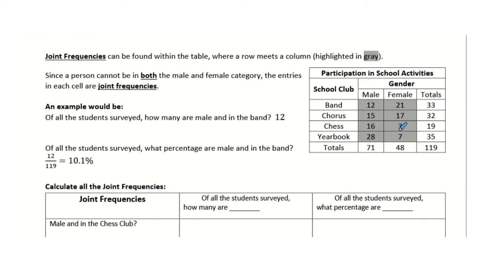An example would be, of all the students surveyed, how many are male and in band? So male and in band is 12. Of the students surveyed, so out of the 119 students that were surveyed, what percentage are male and in band? So the 12 male students that are in band out of the 119 students is 10.1%.